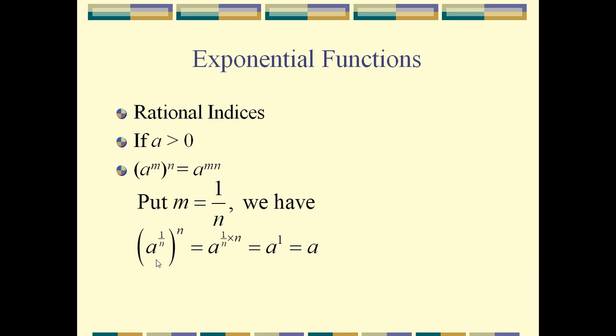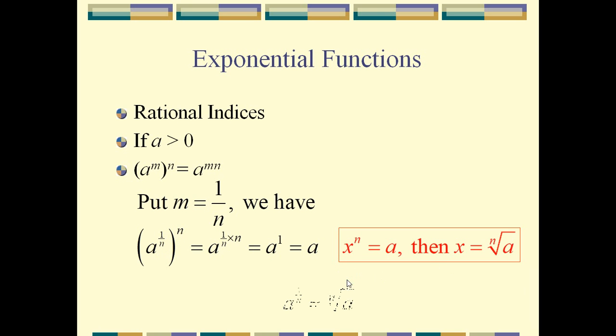So the meaning of that one is like this. x to the power n is equal to a. So this is the x. So a to the power 1 over n means the nth root of a. Here a is x to the power n, and so we will get a to the power 1 over n is the nth root of a.